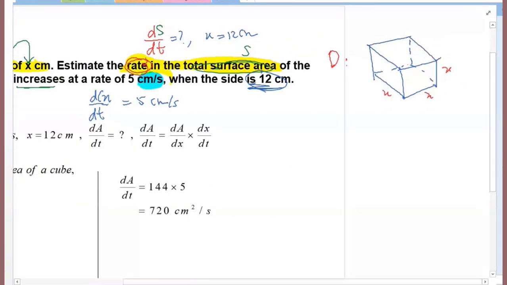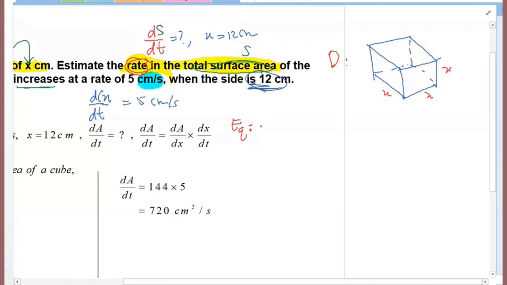So this is the diagram. The next is the equation, using A, or S for surface. It doesn't matter, I use S for surface. This formula is for finding dS: estimate the rate of change in the total surface.